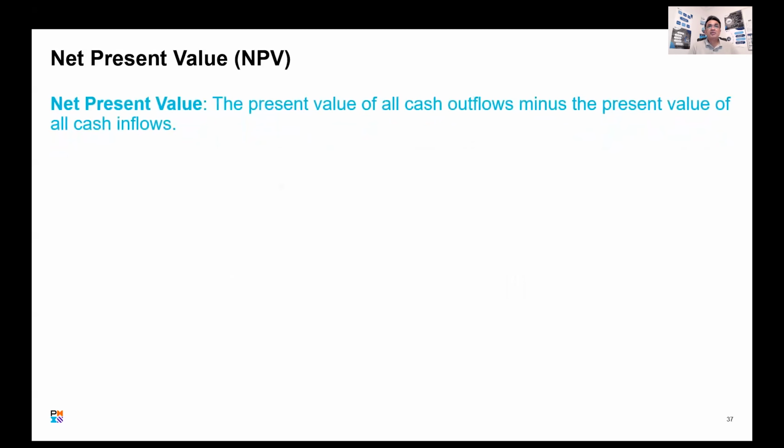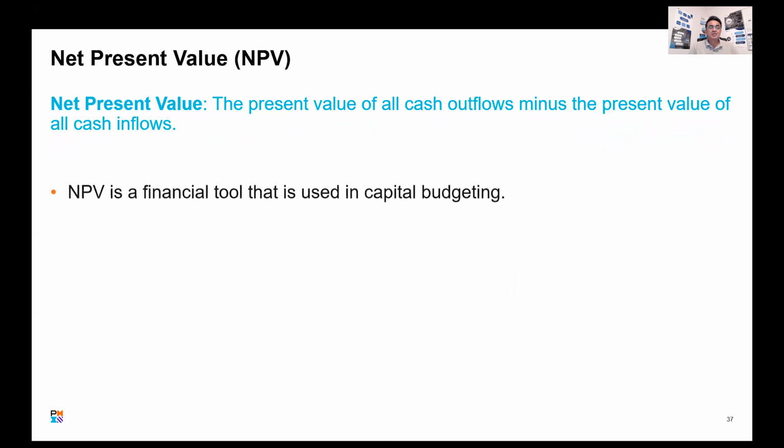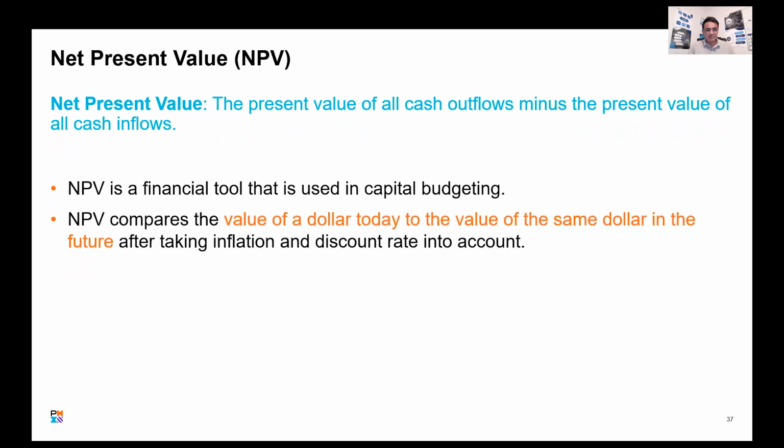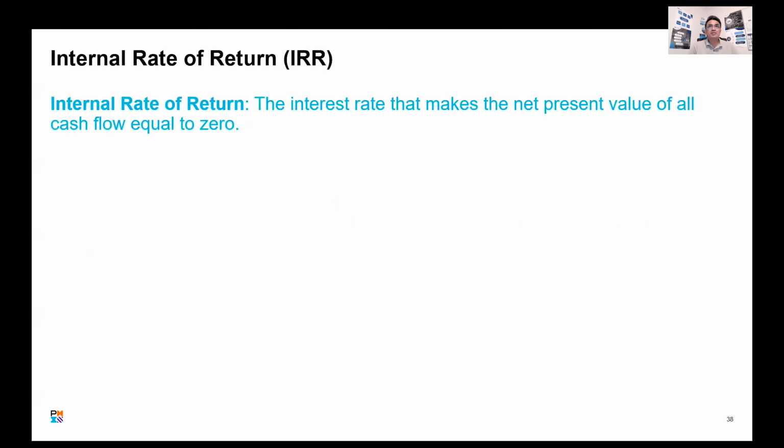Net present value: the present value of all cash inflows minus the present value of all cash outflows. Again, remember the formula. You calculate all inflows and outflows, the present value. Okay, again, this is a financial accounting term. We talked about internal rate of return, the rate that makes the net present value of all cash flows equal to 0. It is a financial tool often used in capital budgeting. Okay.